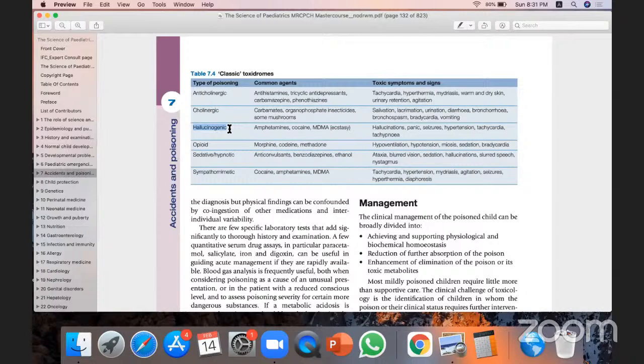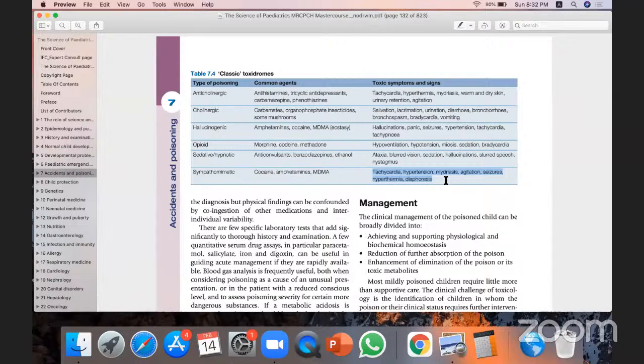Amphetamine, cocaine, MDMA are hallucinating drugs, and they are the same drugs, so their effects are also the same. They cause hallucination, panic attack, hypertension, tachycardia, tachypnea, mydriasis, agitation, seizure, hyperthermia, diaphoresis. Diaphoresis means sweating, right? These drugs are hallucinogenic and also sympathomimetic, adrenergic agonists, while sympatholytics are antagonists. So remember, these are the same.